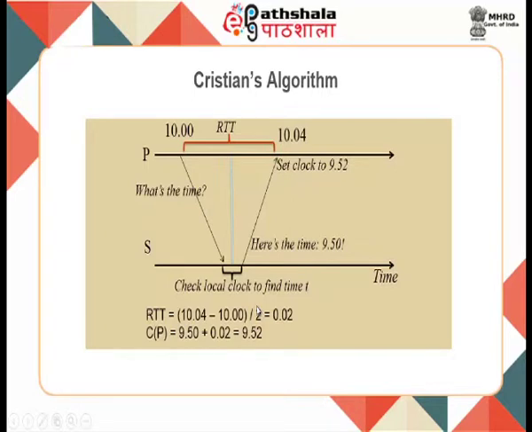So, if we look at our first example here, assume that the time of the server was 9:50 and it sends the time, hey, the time is 9:50, and we calculate the RTT divided by 2 and we see that the clock should be set at 9:52. So, the clock is actually at 10:04, but it should be set at 9:52. To make this work, we can do only one thing: we can reduce the speed of the clock.